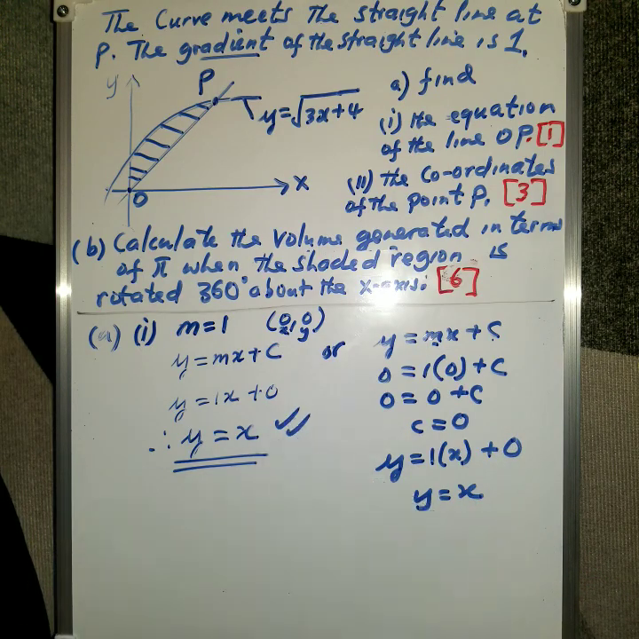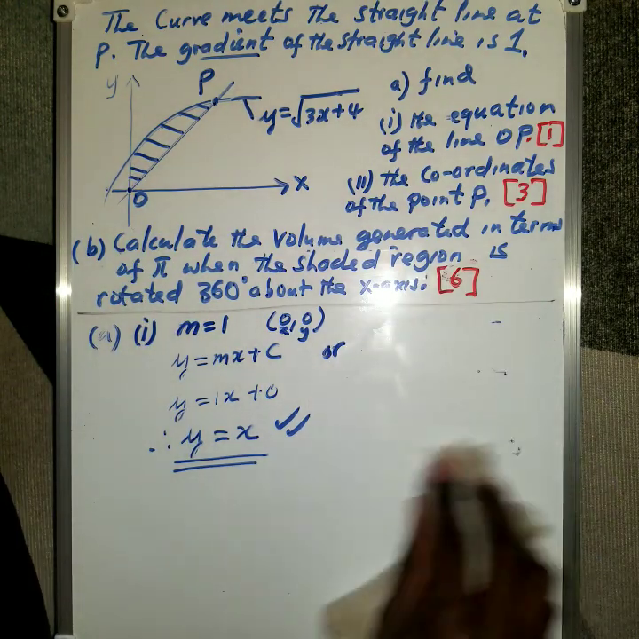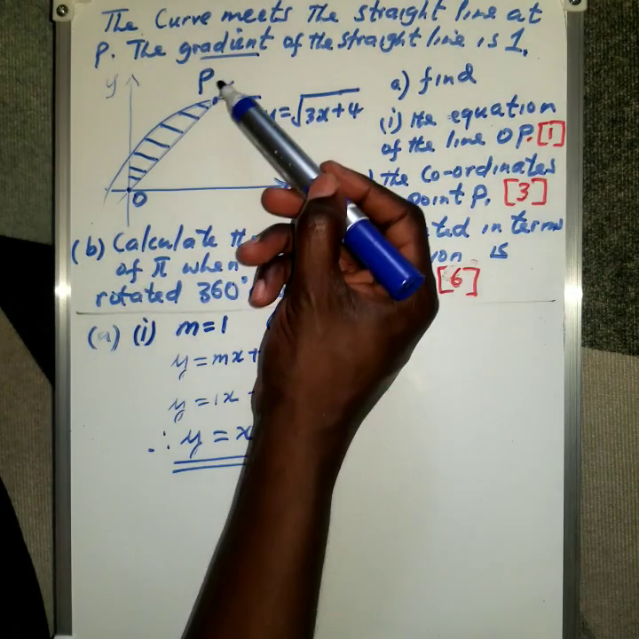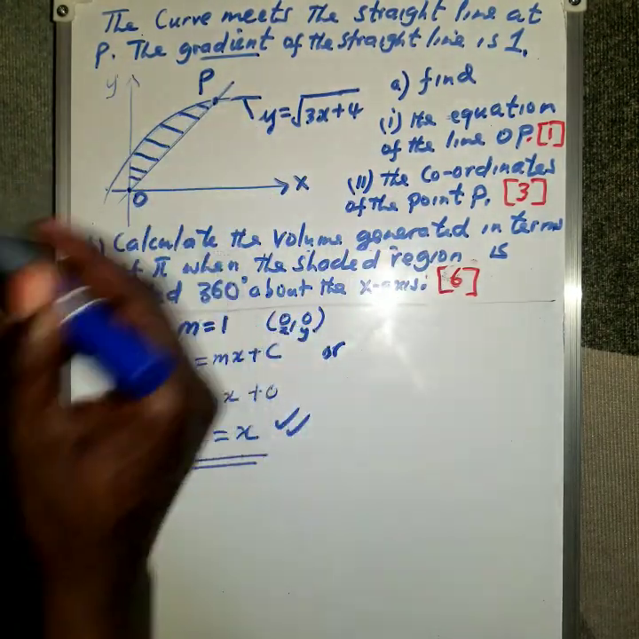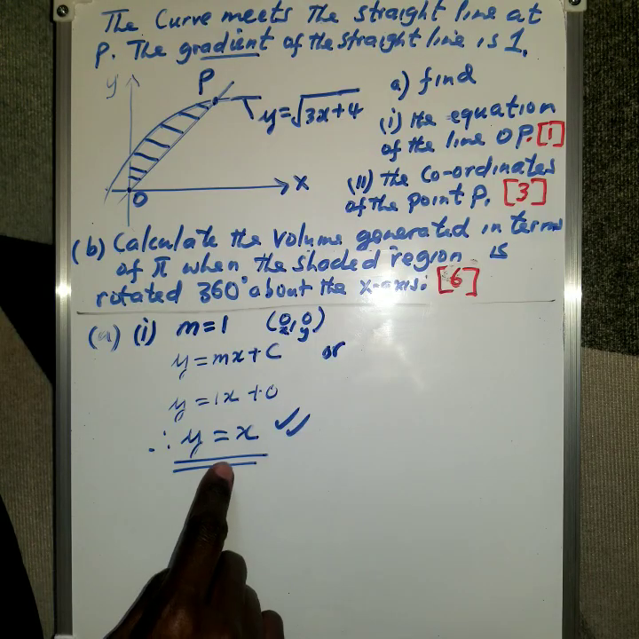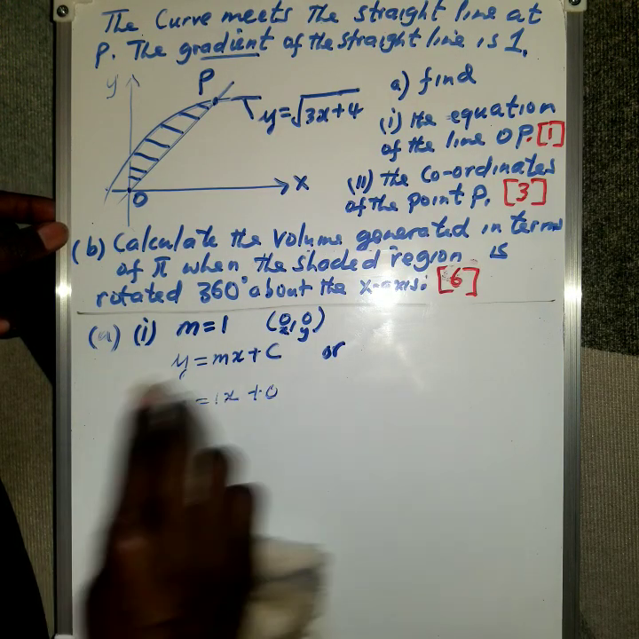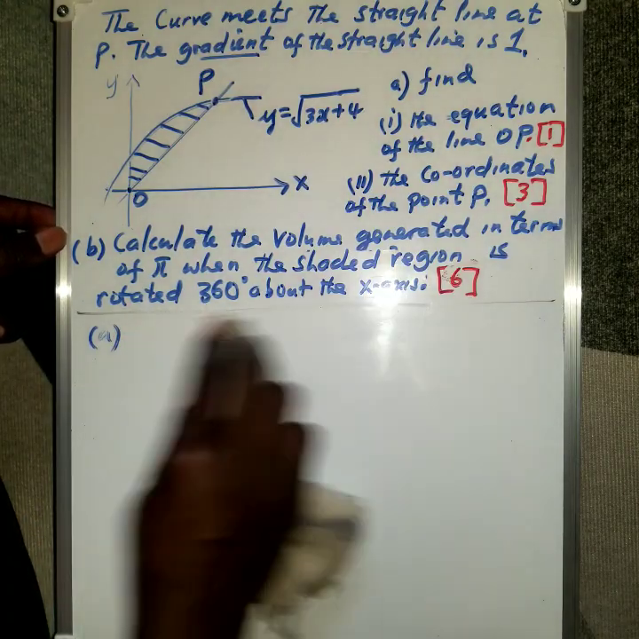So that is why I told you that sometimes you don't even need to start wasting time doing this. You just need to look at where the line is cutting the y-axis, and pick up that value if you're able to see it. That gives you the y-intercept. So that's the equation of the line OP, or the straight line we have been given. All right, I hope we're together.